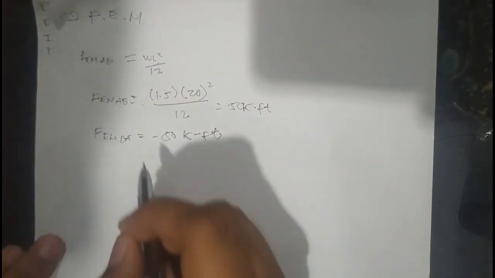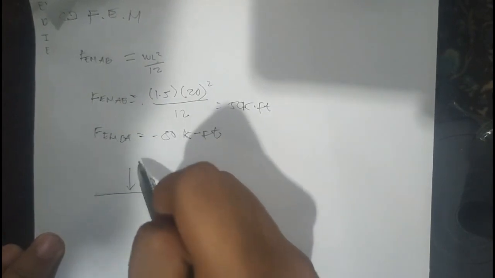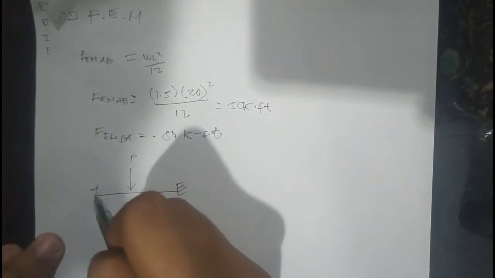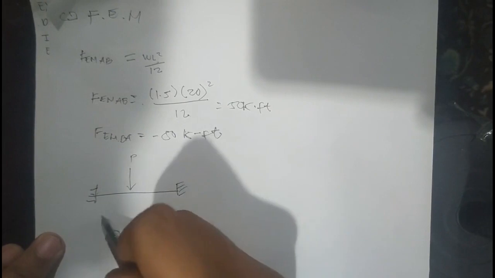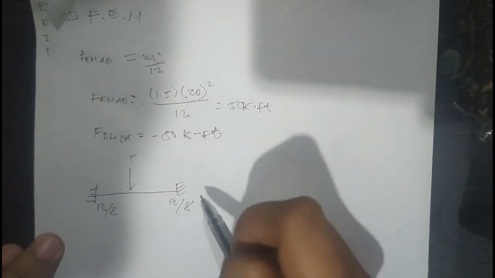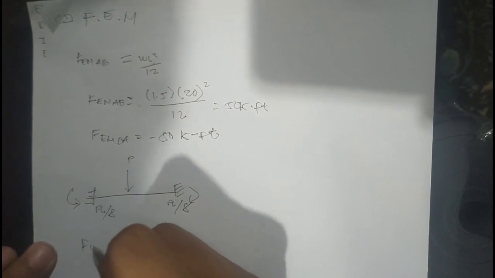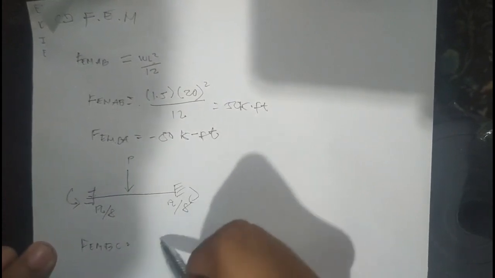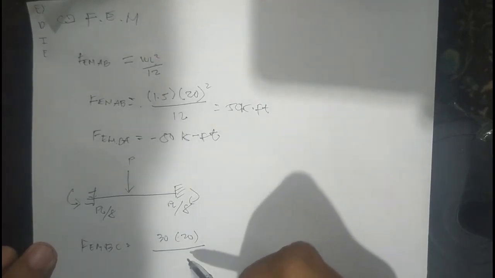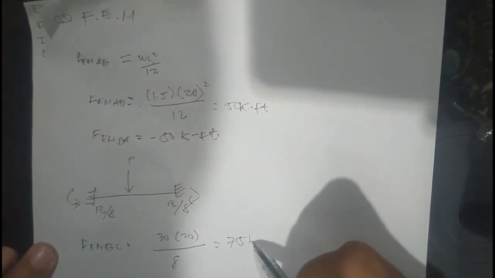So next, kuha na to is ang joint BC. So we can use the PL over 8 formula. So FEM BC equals 30 times 20 length, 30 ang kuha niya, load over 8 equals 75 kilo per feet.